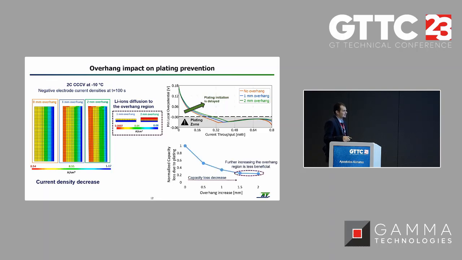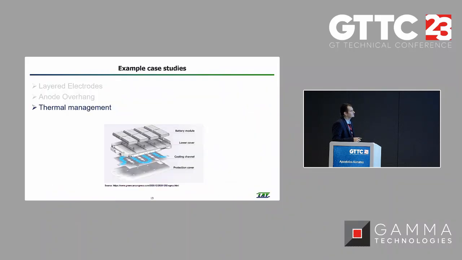Now, the fact that the plating initiation is delayed has a significant impact as regards the capacity loss due to plating. We can see here that as the overhang increases, the capacity loss decreases. But from one point onward, further increasing the overhang region becomes less beneficial.